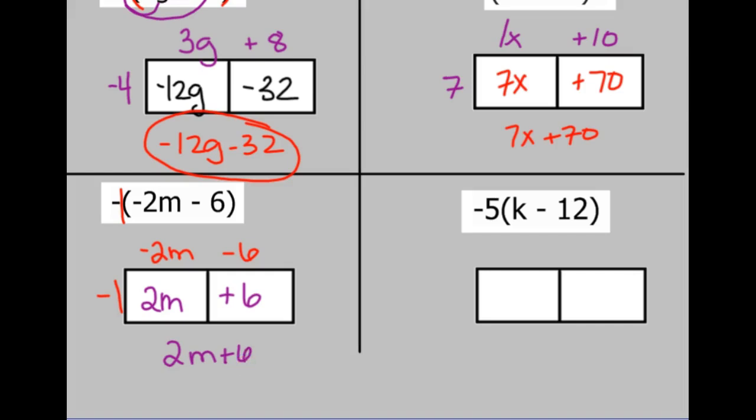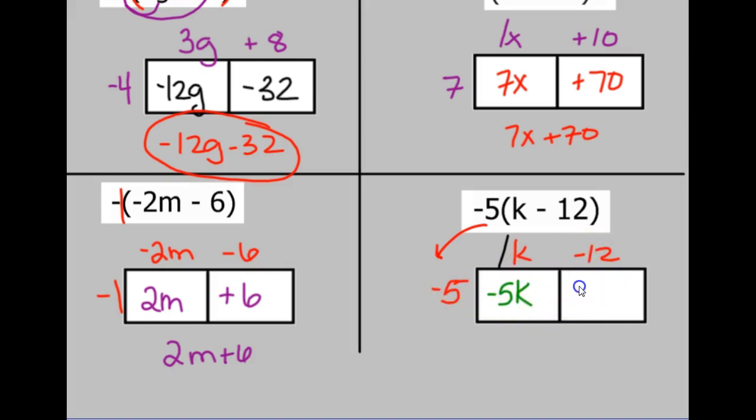So our answer is 2m plus 6. This one's a little bit easier like the first one we did. Here's our teacher out front, -5. And then our classroom is k and a -12. Again, there's nothing in front of the k, it would just be a 1k. So -5 times 1 is -5, also multiplied by k.